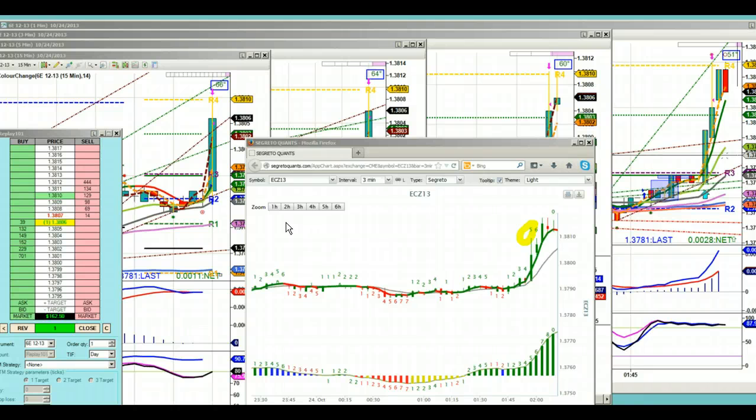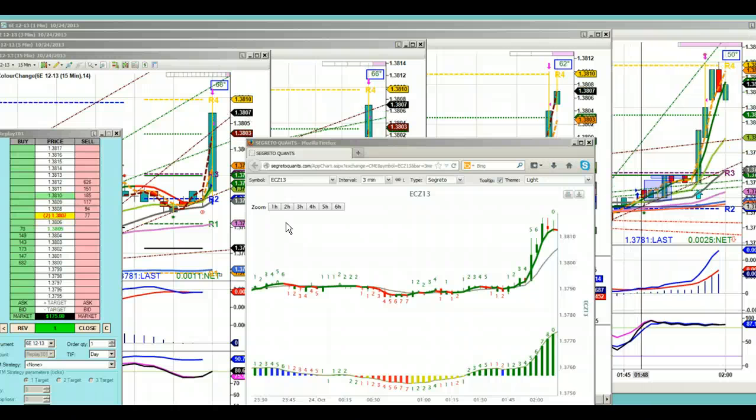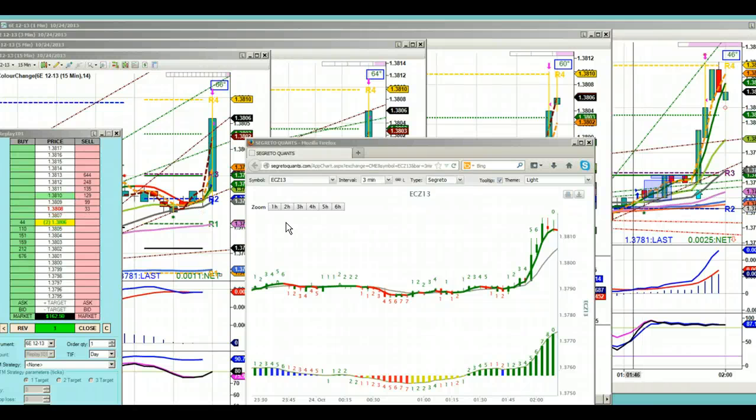Notice our little arrow, our clear trade arrow came in, but we were in early, much earlier based on the Segredo. See how laggy the old arrow is compared to the Segredo. The Segredo is going to get you in much earlier, so you really catch the meat and potatoes.